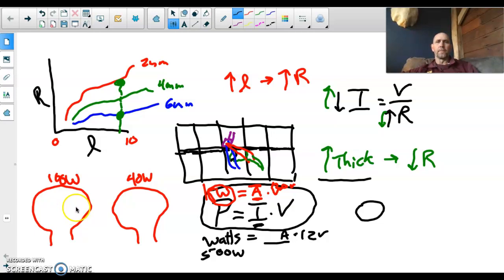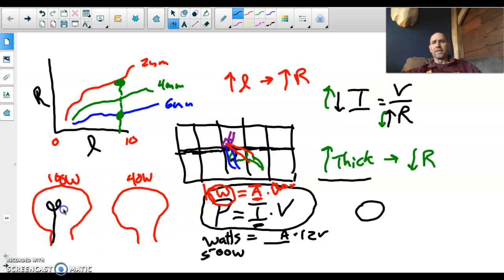What do you think? 100 watts. What do you know about a 100-watt bulb? Well, it's brighter, right? Why is it brighter? I don't know. Why do you think? Why would a 100-watt bulb be brighter than a 40-watt bulb? Well, we just learned it.